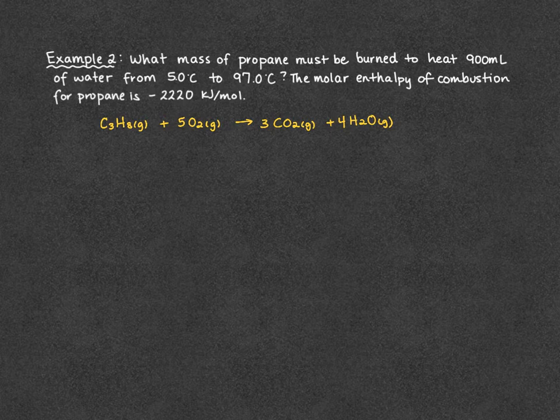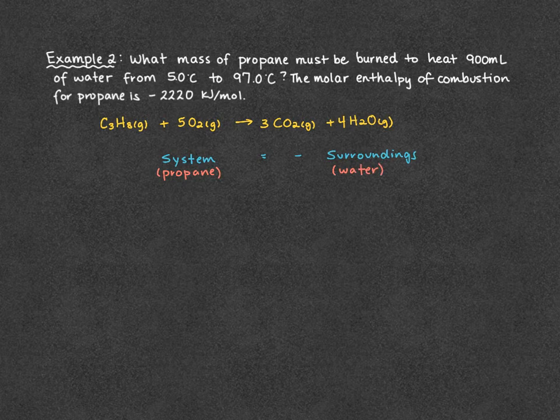And so we're going to start by defining system versus surroundings. So system equals negative surroundings. Our system is the propane. So our system is always going to be that reaction. And our surroundings are going to be water. 9 times out of 10 in this course, our surroundings will be water. Occasionally, they might be air or water and another substance.